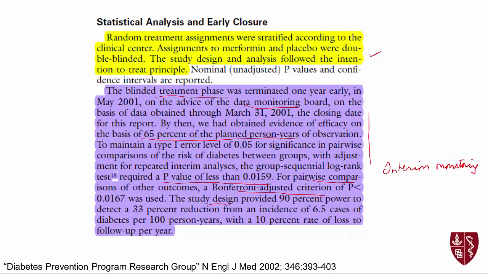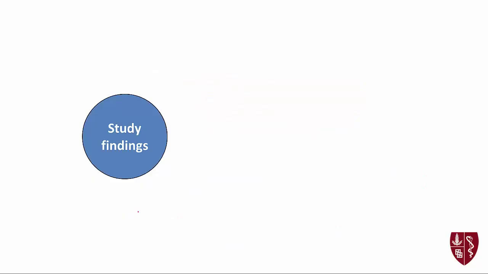So they tell you that their study design provided 90% power to detect a 33% reduction from an incidence estimate of 6.5 per 100 person-years, with a 10% rate of loss. So they even accounted for loss to follow-up in their sample size calculations. And clearly the effects they saw were even more substantial than a 33% reduction in risk. But that's what they had set out. They deemed that was clinically relevant, and at least they would have the power to detect that. And so I think we would all agree that this paper was done well.